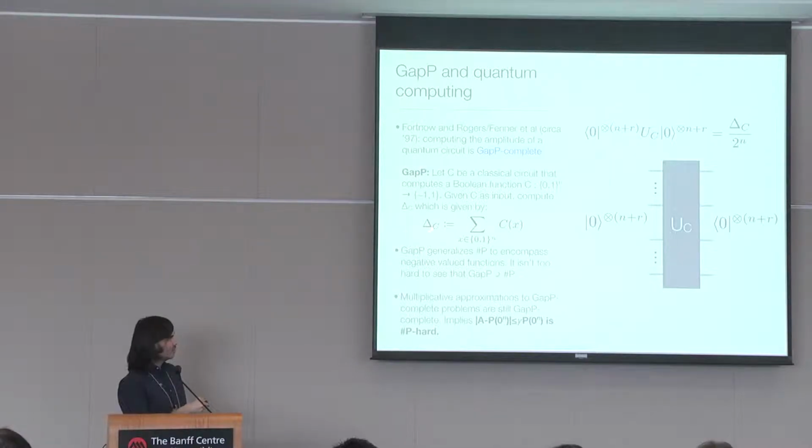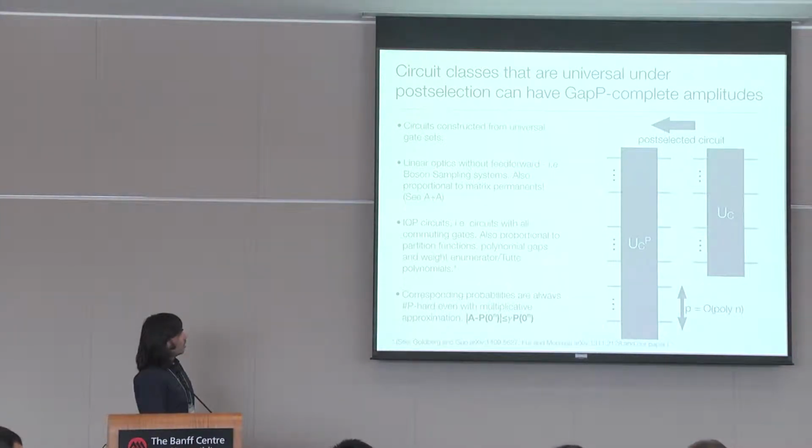Encode these numbers into the output of a quantum circuit amplitude. Okay, so if you could evaluate these quantum circuit amplitudes, you can compute these delta C's, which means you get to solve gap complete problems.